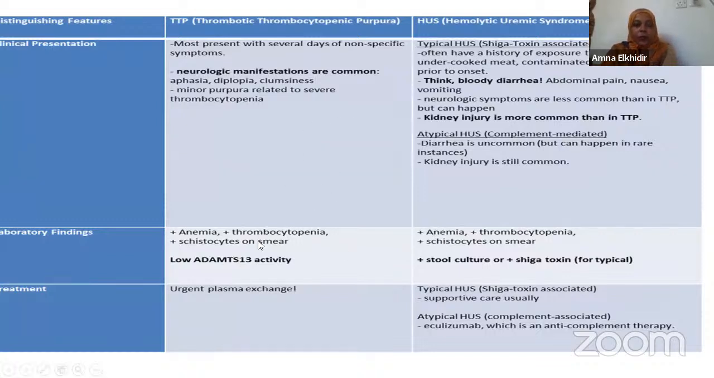The treatment of thrombotic thrombocytopenic purpura is by plasma exchange. The treatment of hemolytic uremic syndrome is supportive care. In rare cases, we have complement-associated abnormalities. We can give the patient eculizumab.